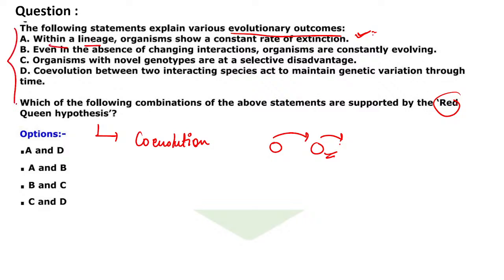First one is, within a lineage, organisms show a constant rate of extinction. Second is saying that even in the absence of changing interaction, organisms are constantly evolving. Then, organisms with novel genotype are at selective disadvantage. Then, coevolution between two interacting species acts to maintain the genetic variation through time. Write the answer, everyone. Simple, basic, easy question.